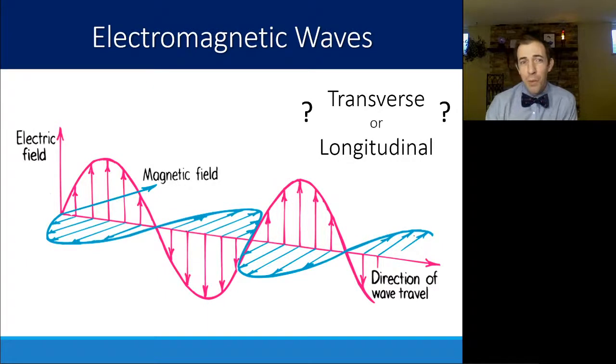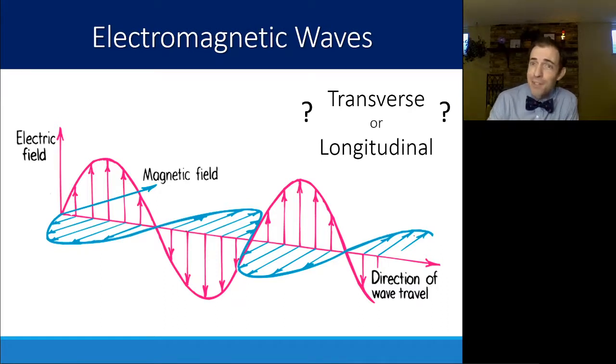An electromagnetic wave is made out of two oscillating fields, an electric field and a magnetic field. And notice that these are oscillating perpendicular to the direction of wave travel. So we've talked about transverse and longitudinal waves. Which one of these would it fall under if it was perpendicular to the direction of travel?